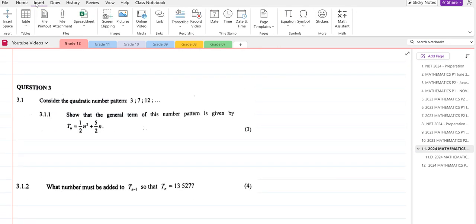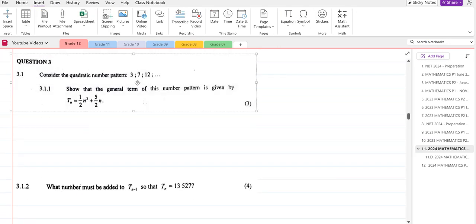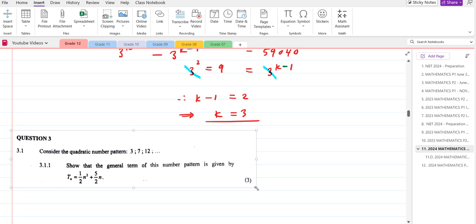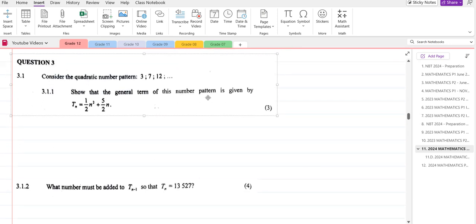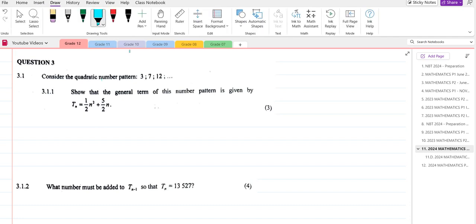Question number 3. Right, so what do we have in question 3? We have: show that the general term of this number pattern is given by, so we have a quadratic sequence, right? We have a quadratic number pattern. So we're going to write 3, 7, 12, and so on.